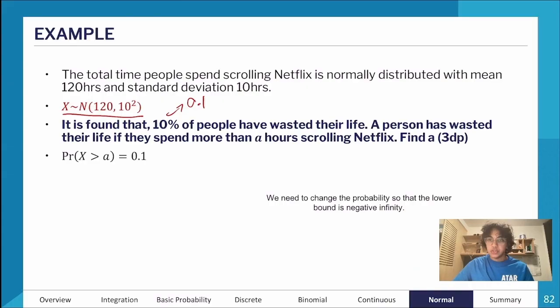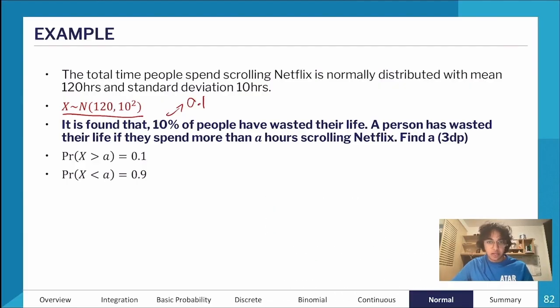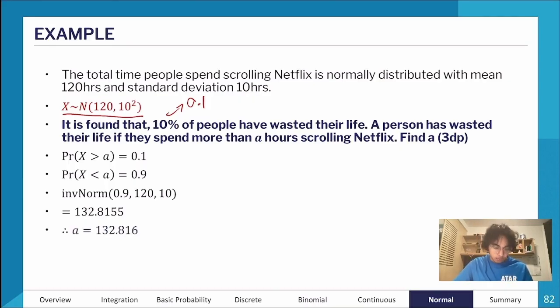So we need to change it so that it's on the left, right? So x is less than A. We're using that complement rule. I'm just doing 1 minus 0.1, which gives me 0.9. And then I can chuck that into my calculator. So inverse norm is a function under probability as well. And that gives you 132.816.